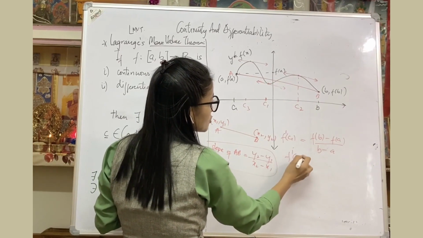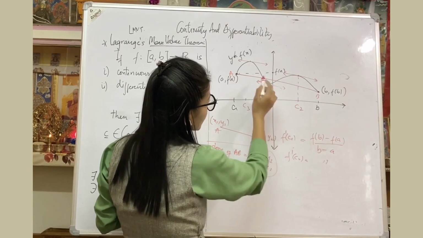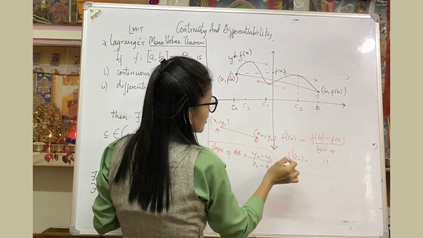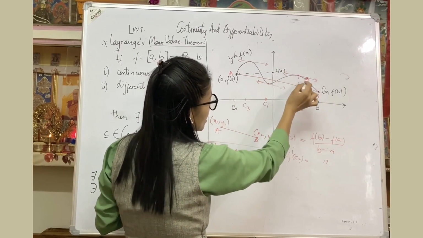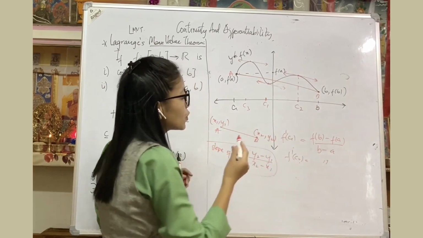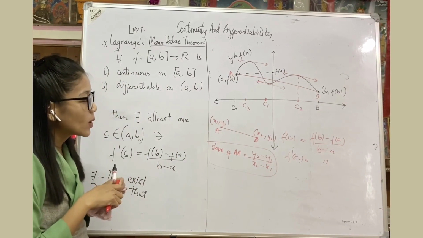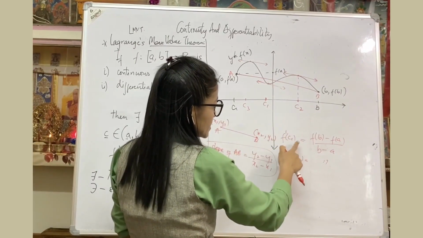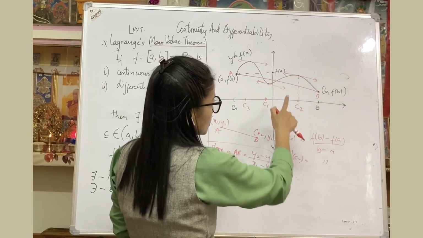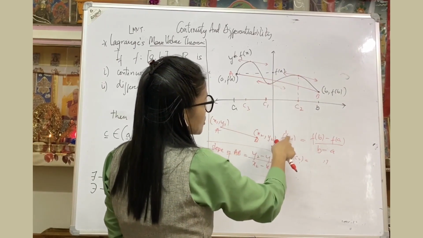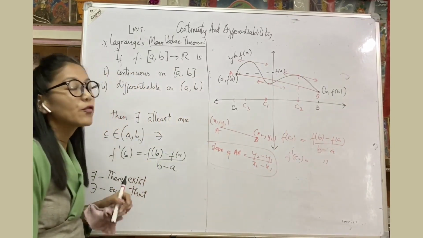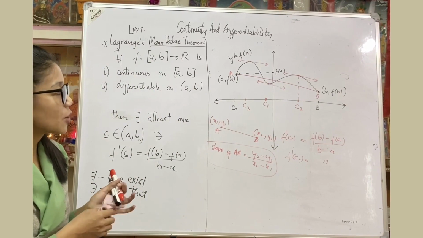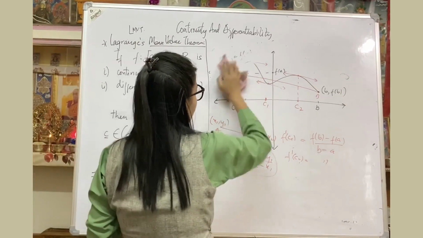Similarly, f dash of C2 is equal to this. The slope of this tangent is f dash of C2, so these two will be equal. Therefore, we found at least one C within the interval AB such that f dash of C is equal to f of B minus f of A upon B minus A. So this is the geometrical representation of the mean value theorem.